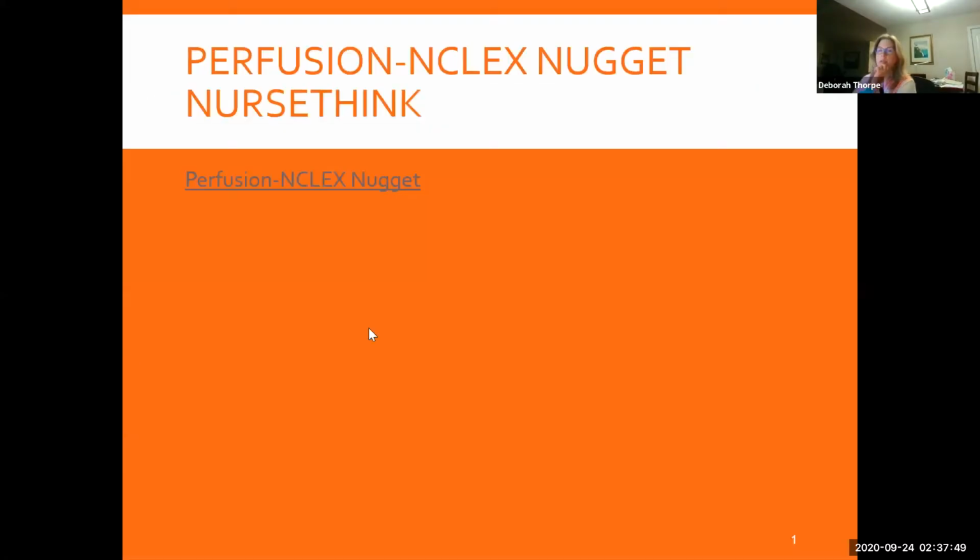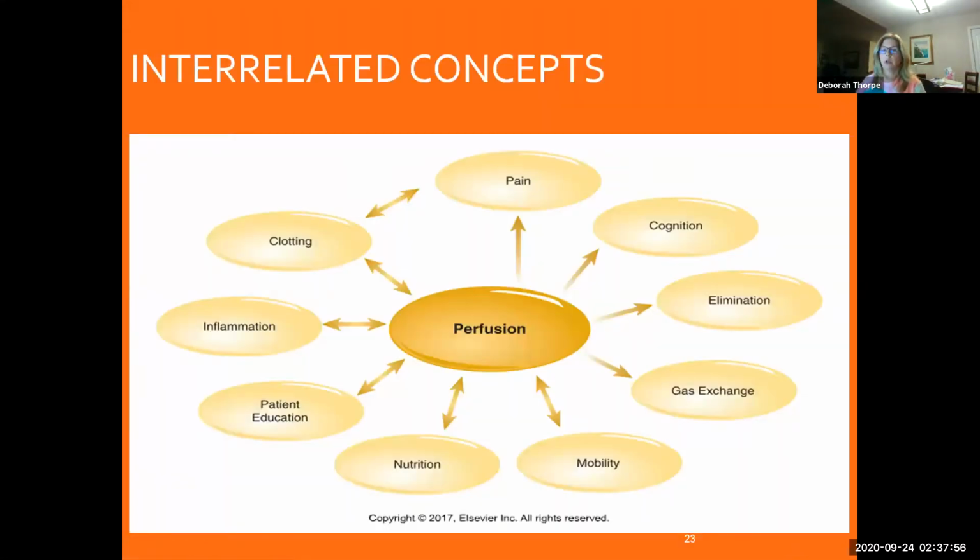I thought that was a good recommendation by him. So here are the interrelated concepts. You see this in the back of your chapter. So think about it. Because all of the cells in the body depend on perfusion to carry oxygen and nutrients to cells, the concept of perfusion is going to be interrelated to nearly all of the health and illness concepts within your book.